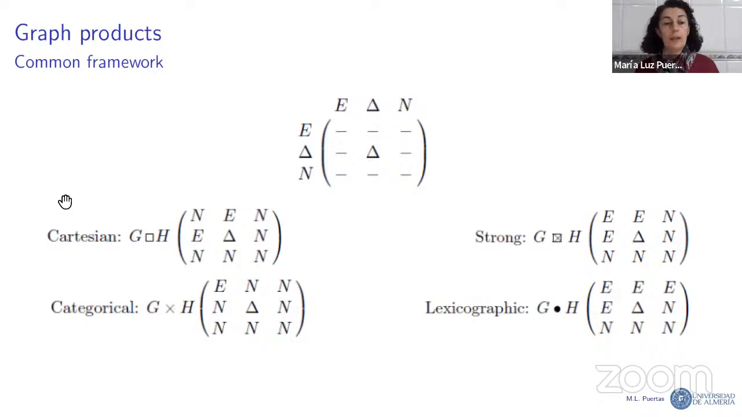I have shown before the matrix for the Cartesian product, and we have here the four matrices for the four products: the Cartesian, the strong, the categorical, which is the direct, and the lexicographic. It's a very graphical way to compare the edge sets of two different products. As you can see here, the edges of the Cartesian product and also the edges of the categorical product, which are independent of each other, are edges in the strong product. And moreover, the edges of the strong product are also edges in the lexicographic product. So there is a natural inclusion between the edge sets.